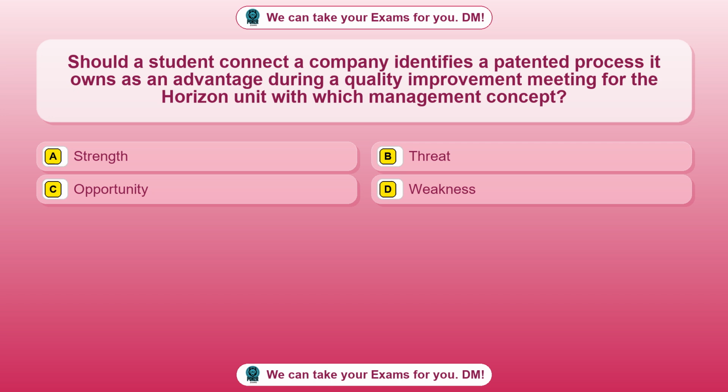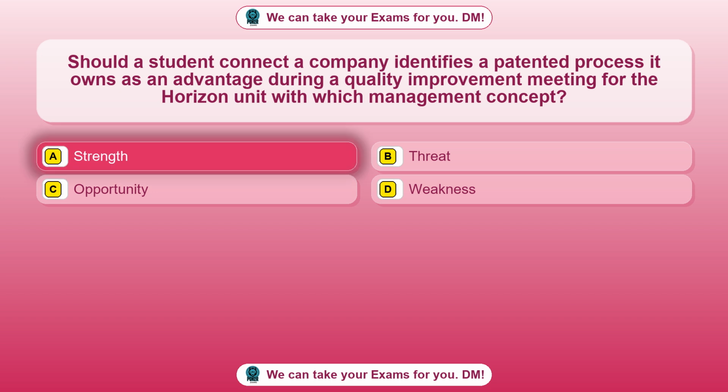Question 23. Should a student connect a company identifies a patented process it owns as an advantage during a quality improvement meeting for the Horizon unit with which management concept? Option A, strength. Option B, threat. Option C, opportunity. Option D, weakness. The correct answer is option A, strength.